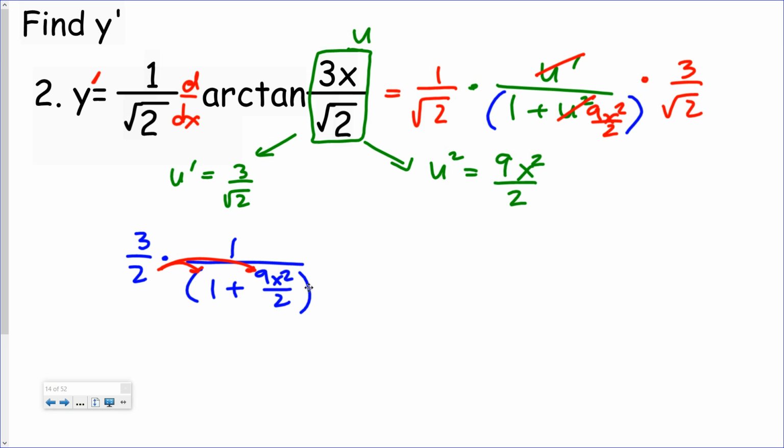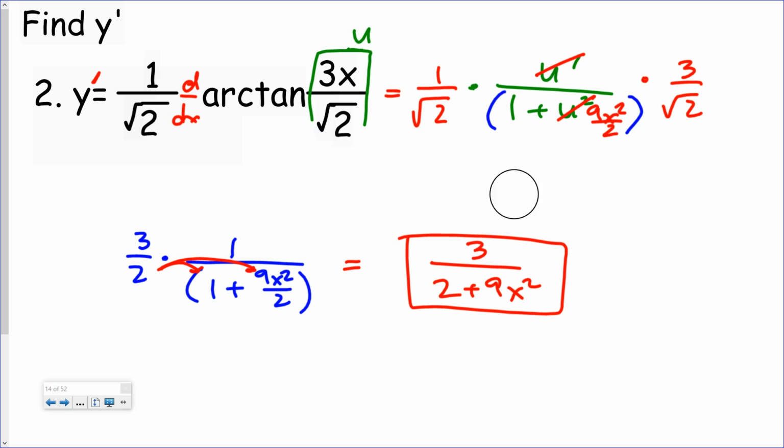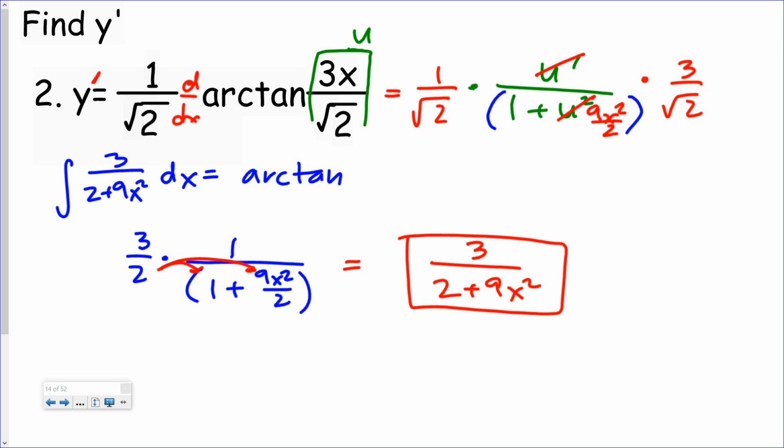Yeah, usually if you distribute, it just goes out by itself. So this will be 3 over 2 plus 9x squared. And there's your answer. Okay? And what does this mean? This means that if the derivative of this arctangent is equal to this, then that means, see if this makes sense, that the integral of 3 over 2 plus 9x squared dx is equal to arctangent 3x over square root of 2 plus c. Okay? So we're going to do that.